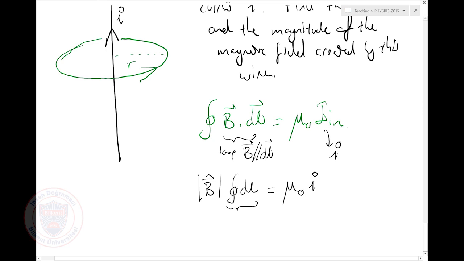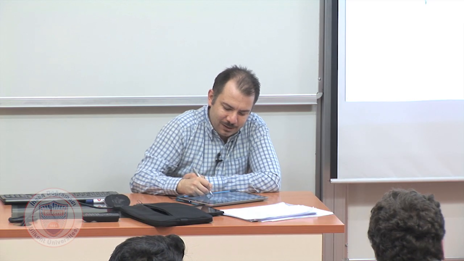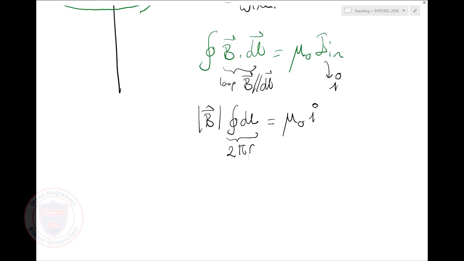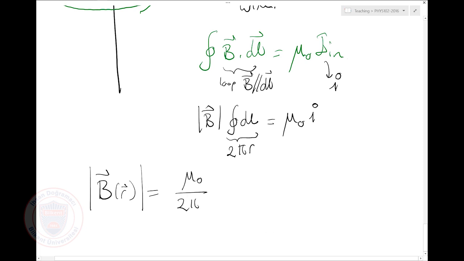What's the integral of dl over this loop? It's the total circumference, or total length, of my loop. So the length of my loop is 2 pi r. So here, apparently, the magnitude of my magnetic field as a function of r is mu0 over 2 pi, I over r.